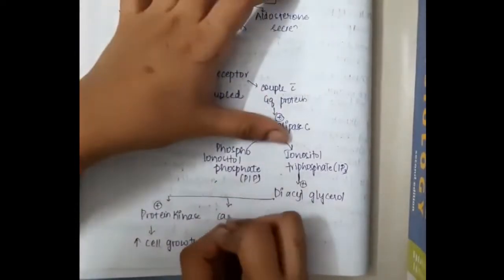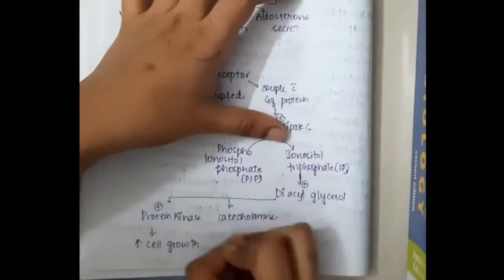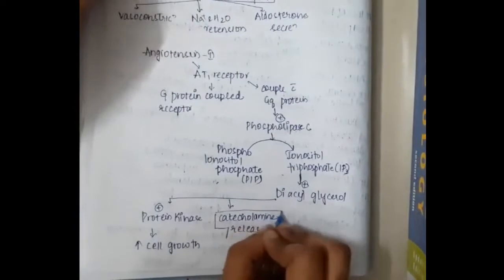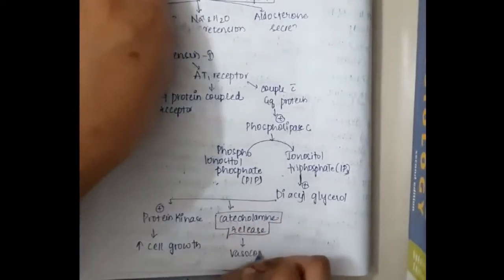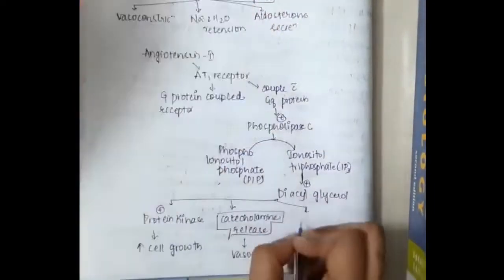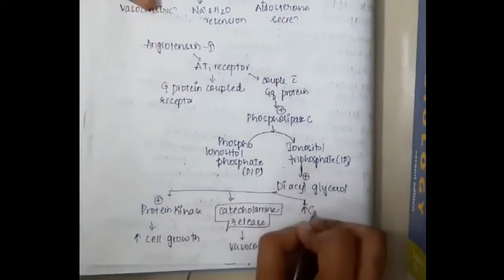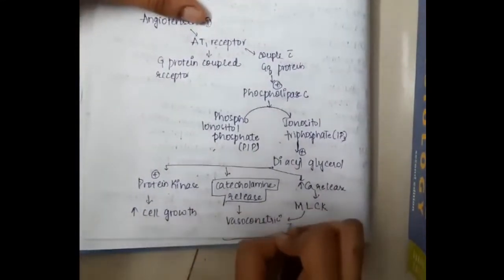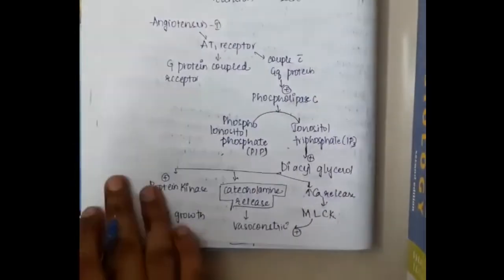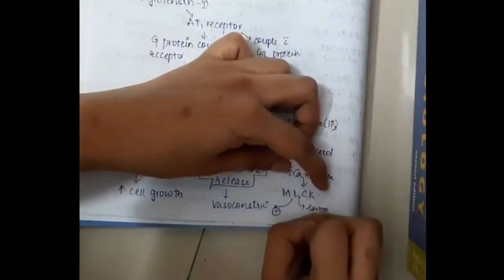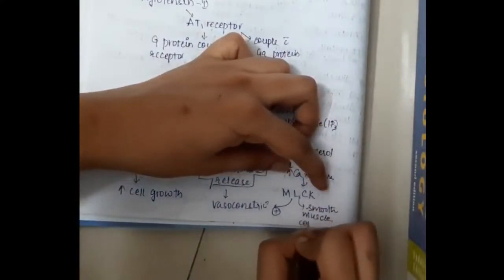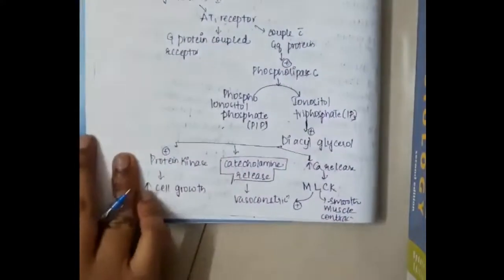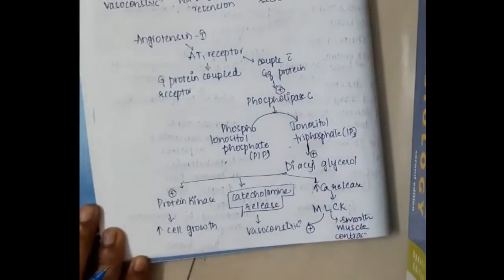Then it also causes catecholamine release, and when catecholamines are released, this will cause vasoconstriction. Then this also increases calcium release, thus activating myosin light chain kinase, which will cause vasoconstriction. This myosin light chain kinase also causes smooth muscle contraction. So these are the important points about the action of angiotensin 2.